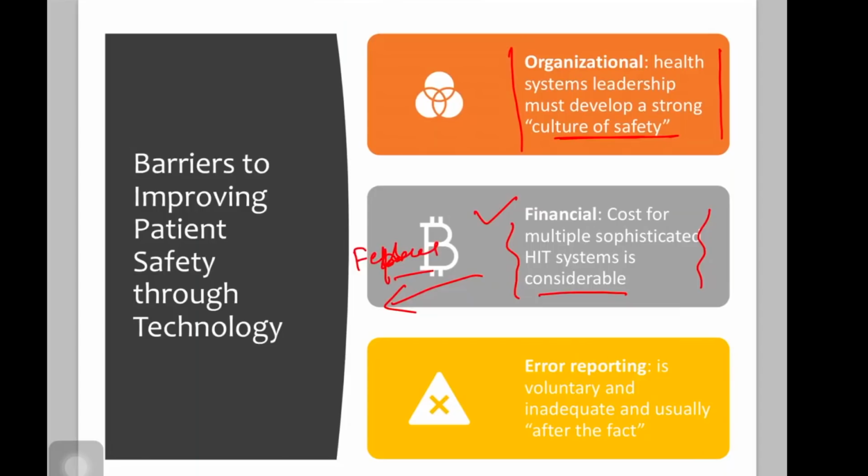Third, error reporting is voluntary and inadequate, and usually after the fact. This should be made proactive, not retrospective. So these are the organizational level barriers, financial level barriers, and the error reporting procedure optimization.